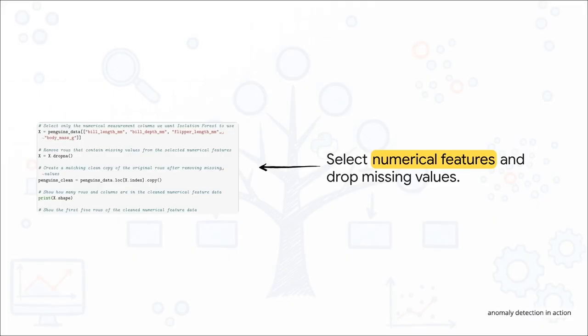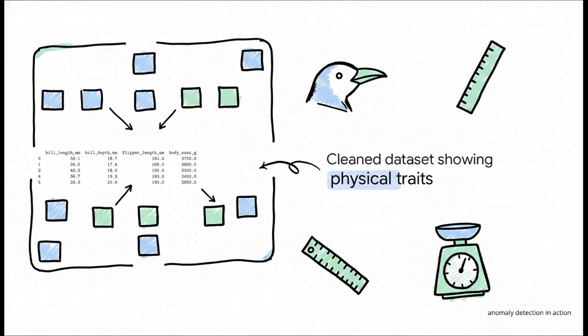First up, we're using pandas to slice out just the numerical features. We're grabbing things like bill length, bill depth, flipper length, and body mass. Notice we're completely ignoring the species labels. Remember, this is unsupervised learning. And then we simply drop any missing values using dropna because, well, scikit-learn models literally can't train on blank spaces. They'll just break. So the big takeaway here is that our dataset is now this beautifully clean matrix of pure numbers representing those physical traits. No labels, no categories, just clean numerical data that's 100% ready for the next step.